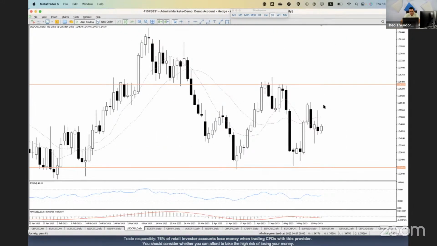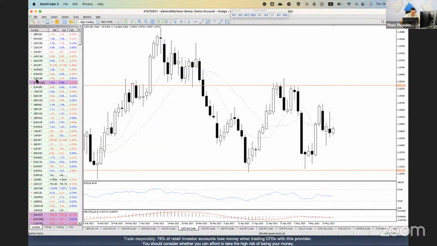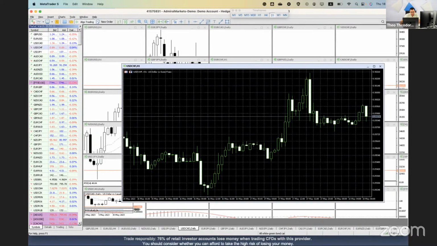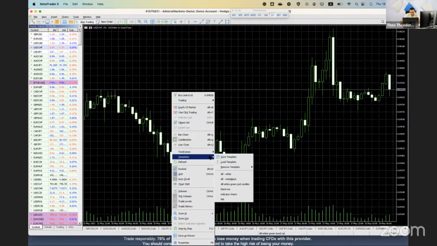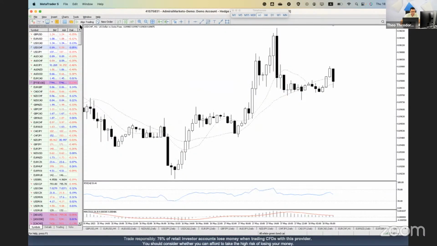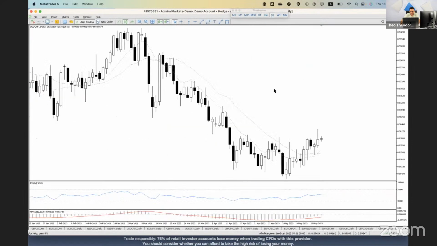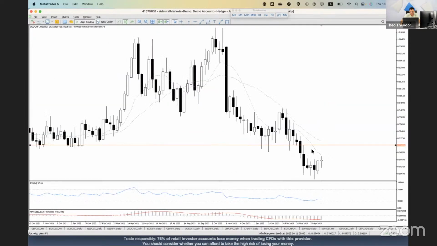USD Canadian dollar in this range, not interested. Where is the USD Swissy? I don't see the USD Swissy, so let's just add it. White, it's this one here. So USD CHF, let's start with the daily chart. There are some areas, so let's start with the weekly then.